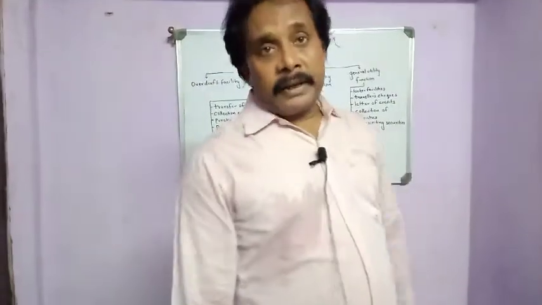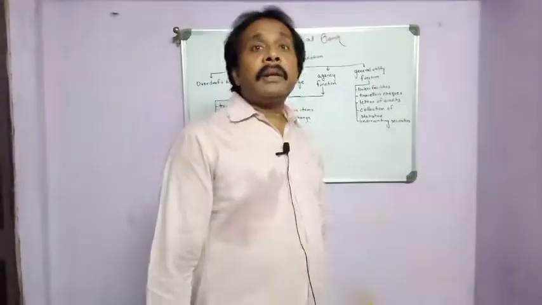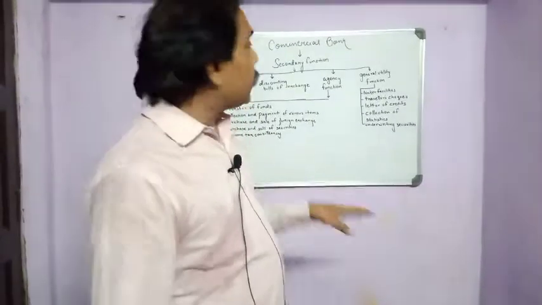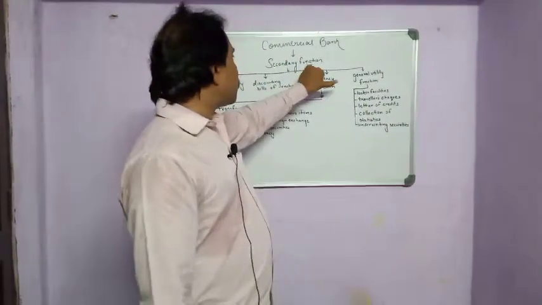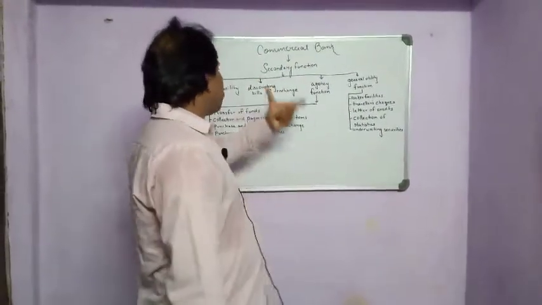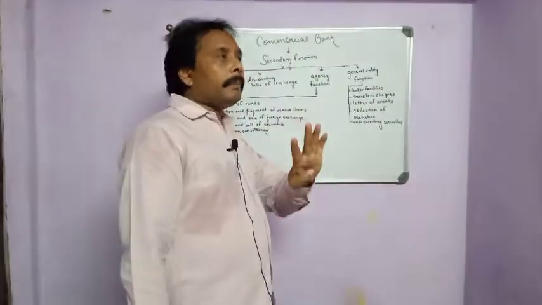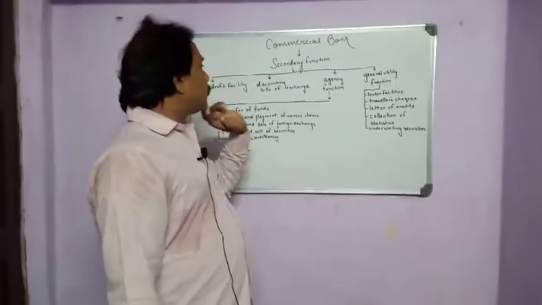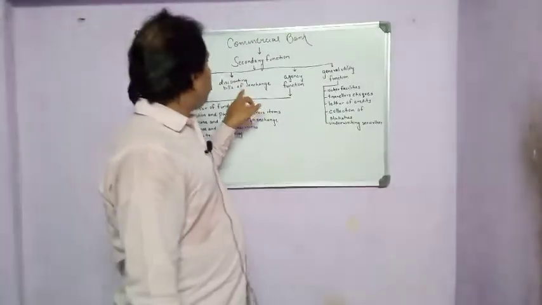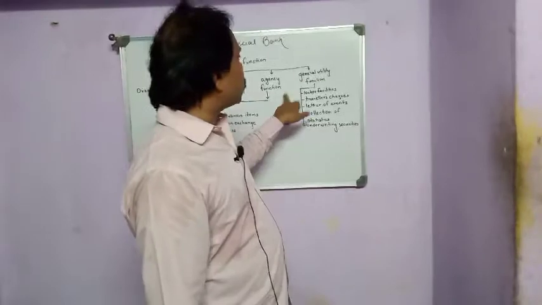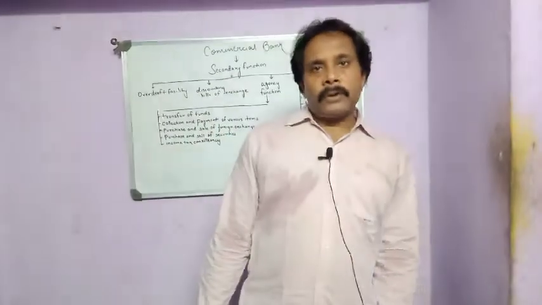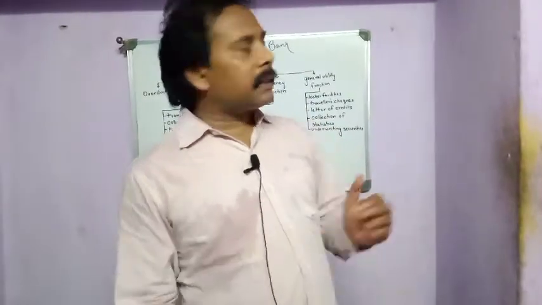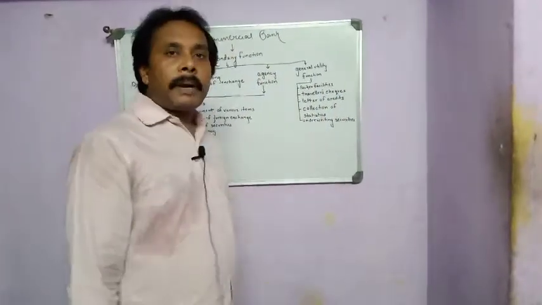So in this way we can say that a commercial bank does different kinds of work, and that work is known as the secondary functions, and secondary functions contain mainly four important functions, that is the overdraft facilities, discounting of bills of exchange, agency functions, and the general utility functions. And these functions also have subdivisions that I have discussed.